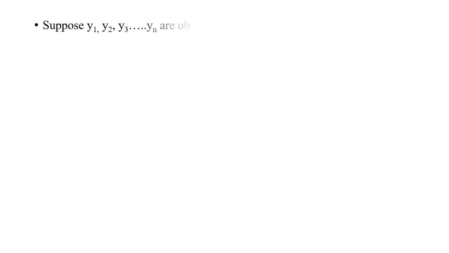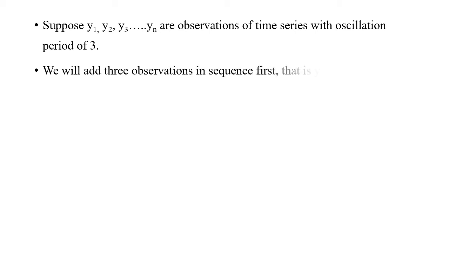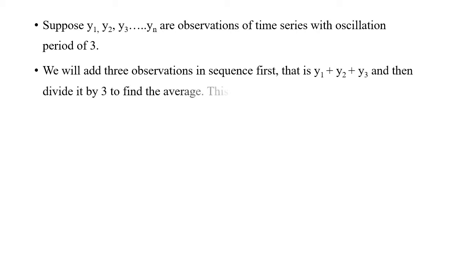Let us take an example here. Suppose y1, y2, y3, dot dot dot yn are the observations of a time series with an oscillation period of 3. Here 3 could be days, months, weeks, anything. Let us just take it as 3. We add the first 3 observations, that is y1, y2 and y3, and divide by 3. That is, we find the average of the first 3 observations and write the answer in front of the middle observation, that is y2.